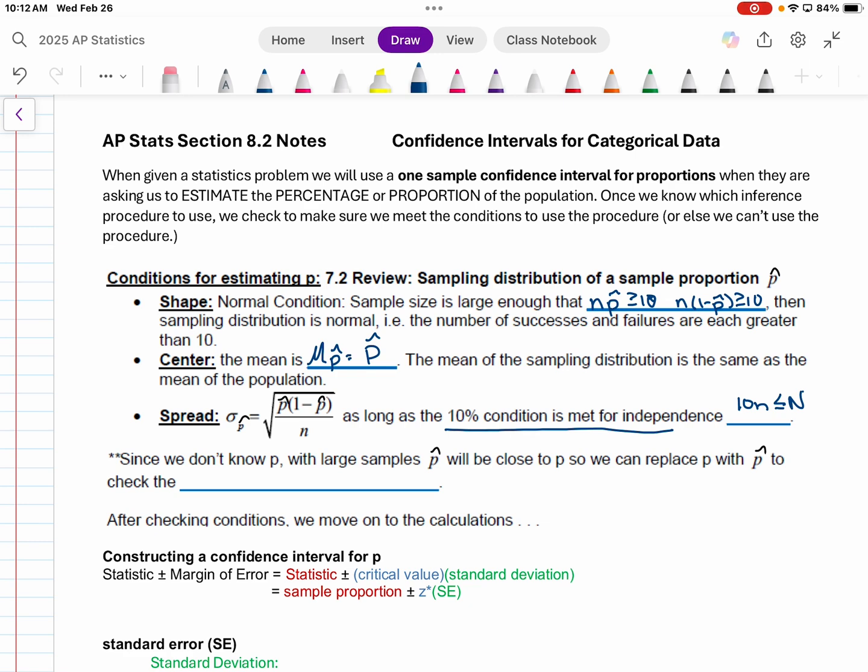Since we don't know p, with large samples, p hat will be close enough to p, so we can replace all the p's. I went ahead and replaced a lot of those p's with p hats, just so it doesn't confuse you, to check the normal condition.